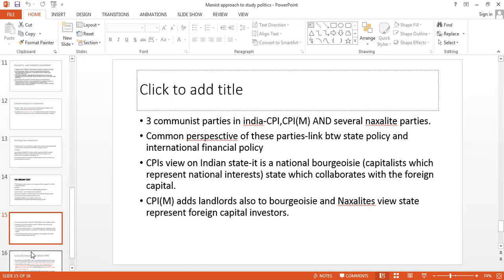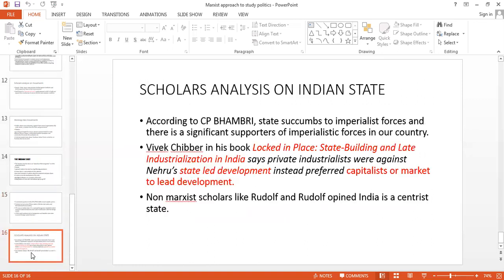Okay. Now next is about various scholars' analyses of the Indian state. Okay, this is the last slide. According to C.P. Bhambhri, the state succumbs to imperialist forces, and there are significant supporters of imperialist forces in our country. Vivek Chibber, in his book Locked in Place: State Building and Late Industrialization in India, says private industrialists were against Nehru's state-led development and instead preferred the capitalist market to lead development.